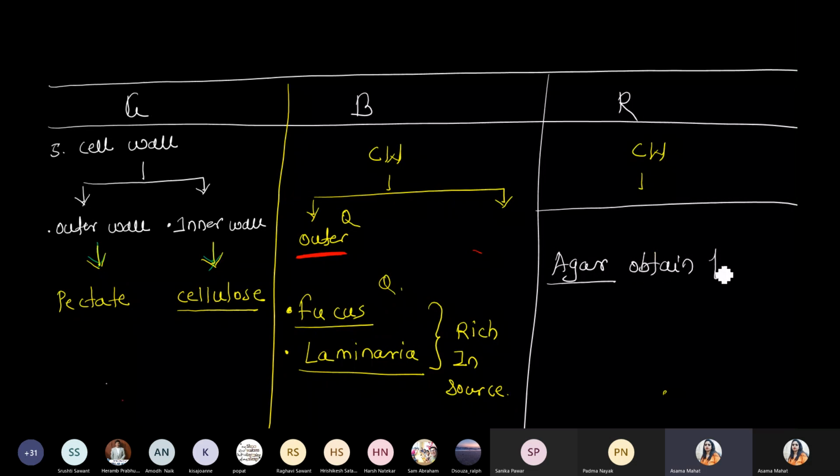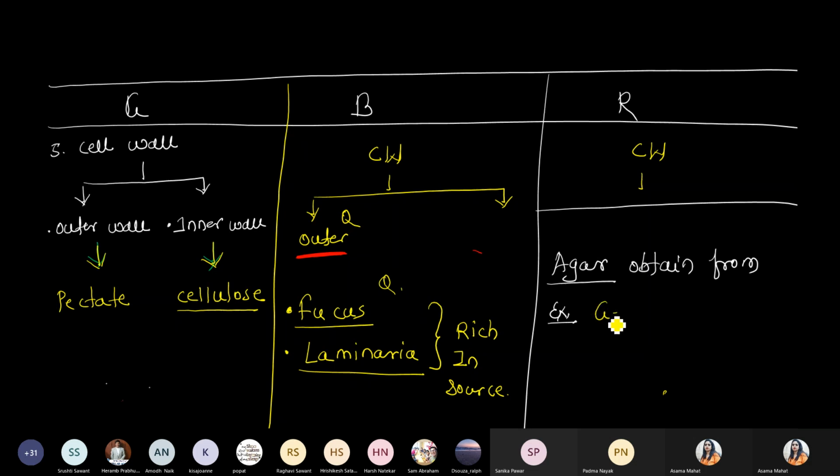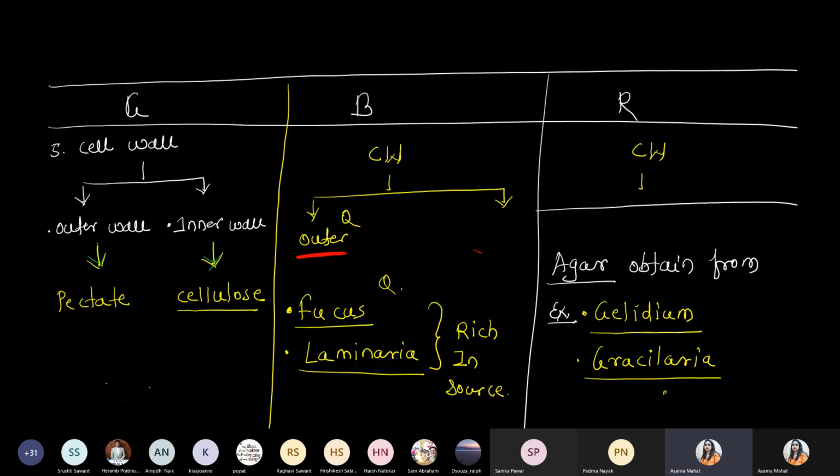So we are talking about the examples where agar is obtained. That agar is obtained from the red algae, and we have to remember two examples because that is a NEET favorite question. Number 1, Gelidium. First example, Gelidium, underline. And the second example, Gracilaria. So, NEET favorite question: two examples of the red algae where we obtain the solidifying agent, that is agar powder. Number 1 Gelidium, number 2 Gracilaria. Got it? Remember this point.